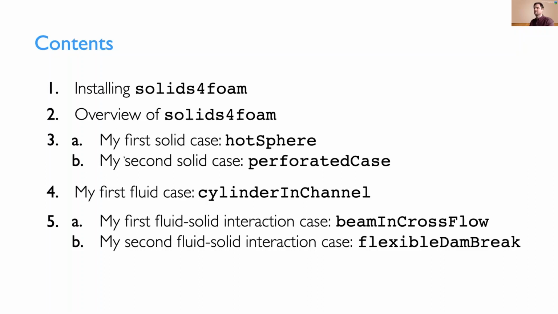So the 3 here is a solid analysis, 4 is a fluid analysis, and then 5 is a fluid-solid interaction analysis. Previously I've looked at this beam and cross flow, but I've added another one here called flexible dam break, which might be more interesting, just a change for me. So we might do that one instead.